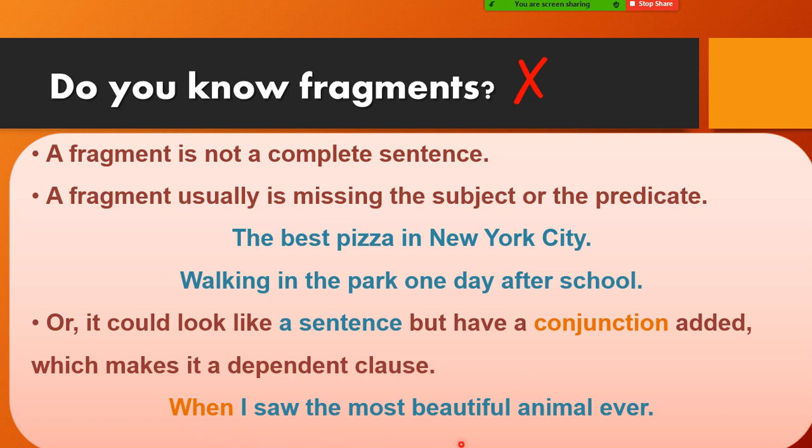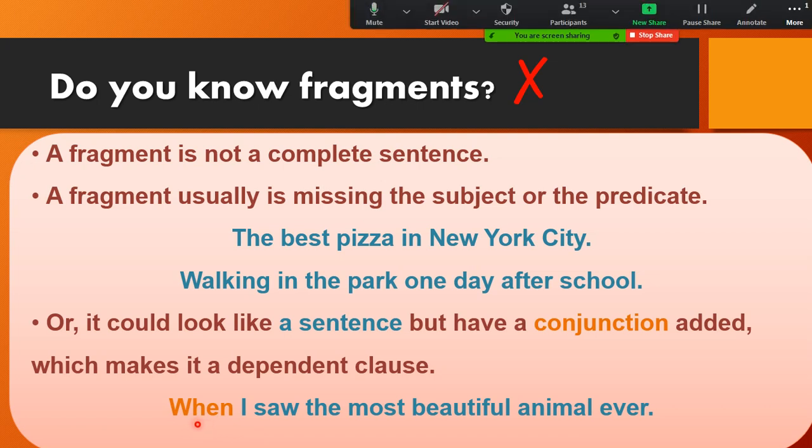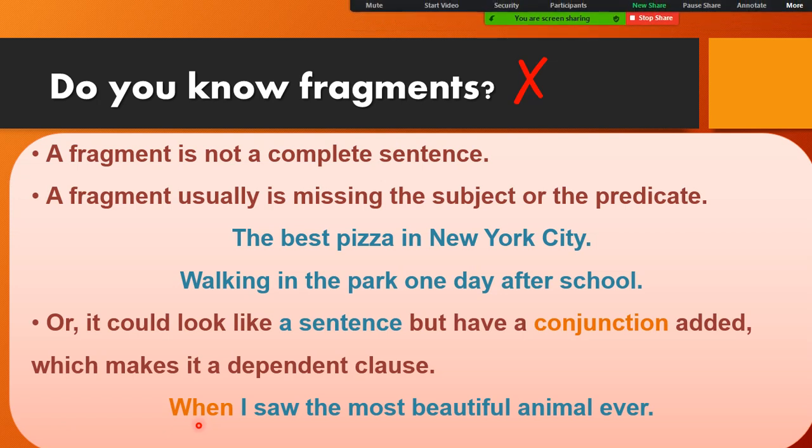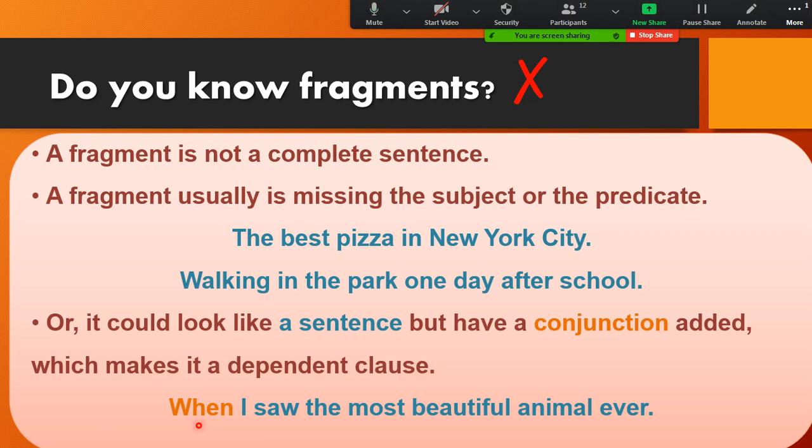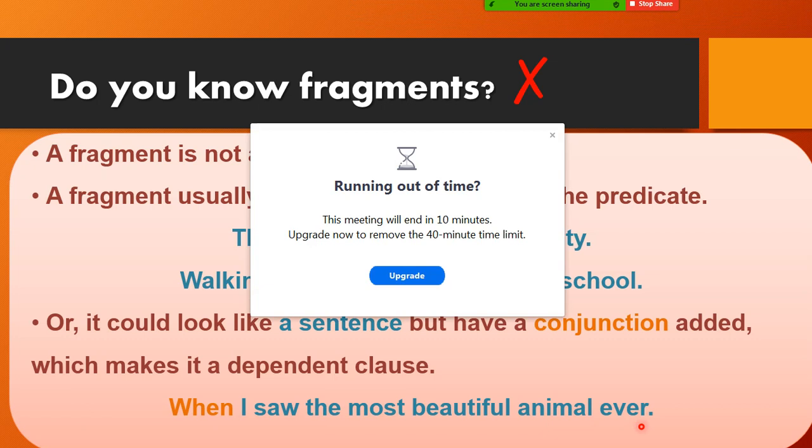When you read this sentence, some people maybe fall in the trap and say, no, Miss, here I have the subject and I have the verb, and I have a whole predicate here, the most beautiful animal ever. Why not say this is a complete sentence? What about when? Your sentence starts with when. What is when? When is a kind of conjunction, right? Are you there? Yes, Miss. When you read it, when I saw the most beautiful animal ever, you have to read it as a whole.